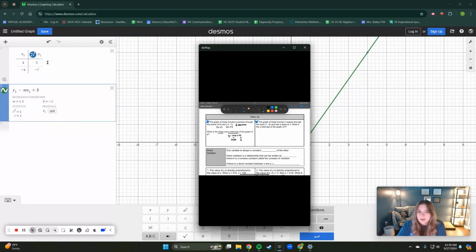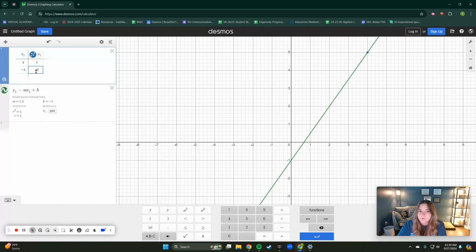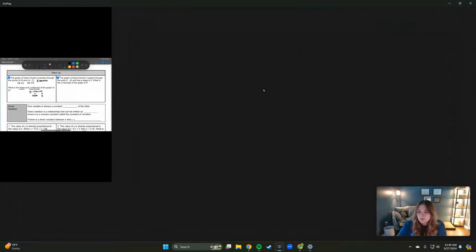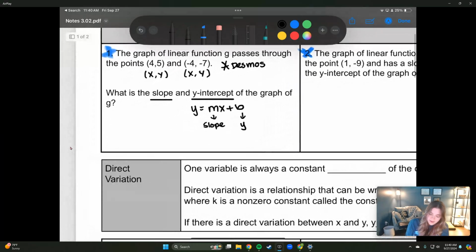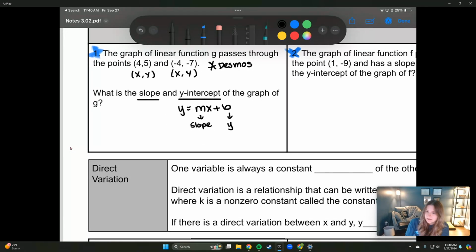As you can see, I have already put it into my table. Okay, I put 4, 5, and -4, -7. Those are my only 2 points, so I stop right there. Then I put in this formula, okay? So you put it in Desmos, just like that. I can't put y equals mx plus b like that. I have to say y1 tilde mx1 plus b, and it will give you your m, or your slope, and it will give you your b. Okay, we talked about that a little bit last week, but that's exactly how you're going to solve that one.